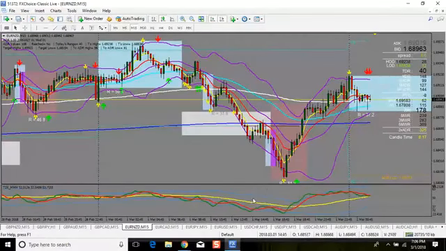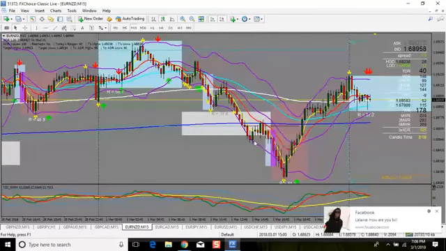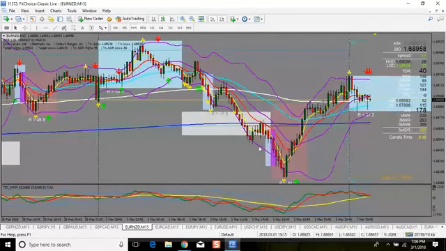Look at a couple things here. I mean, to me, this was a good decision to take this long here, right? It dropped down. Look at the TDI. TDI is below 32. It's a shark fin, right? Shark fin out of the water, right there. Does the same thing down here.